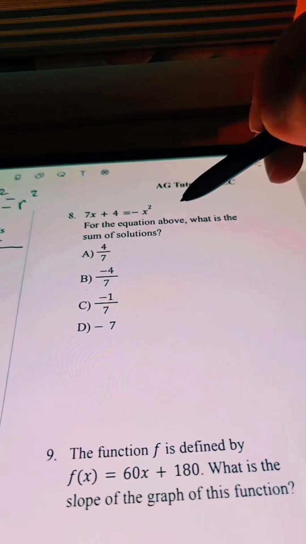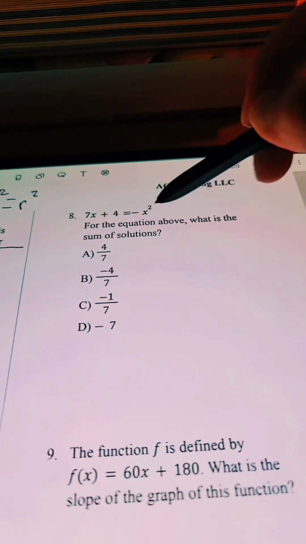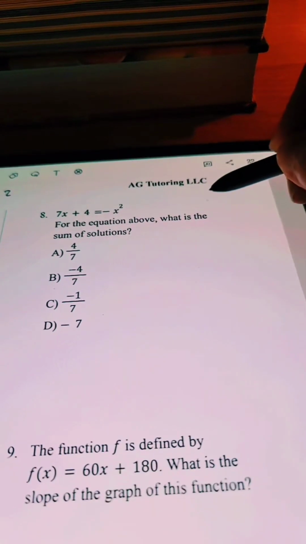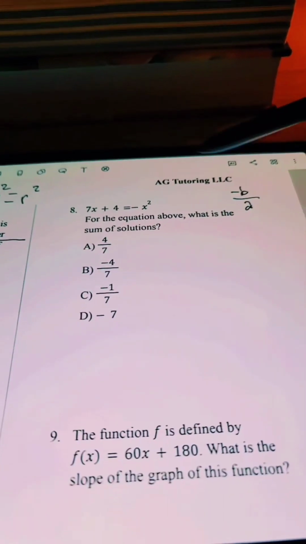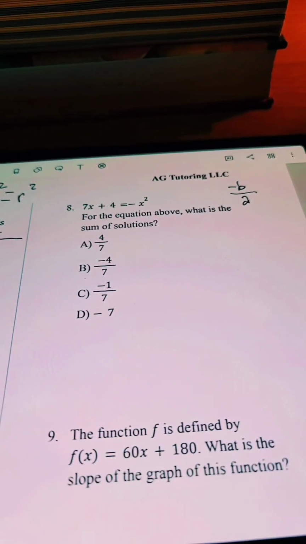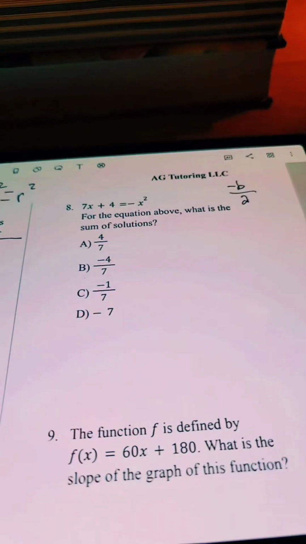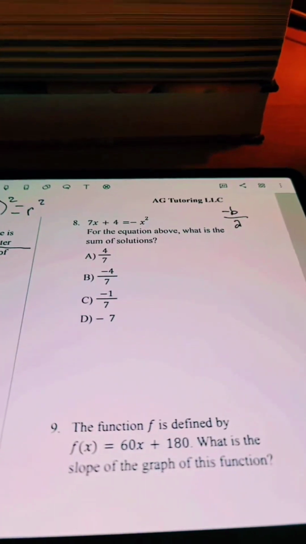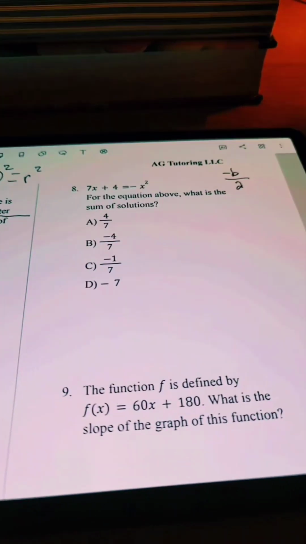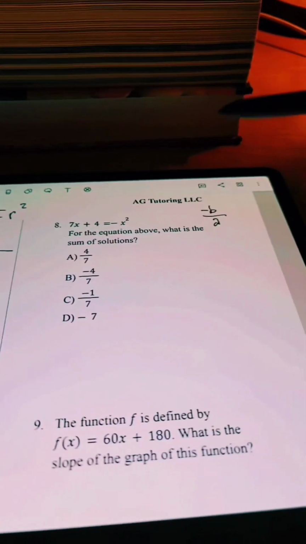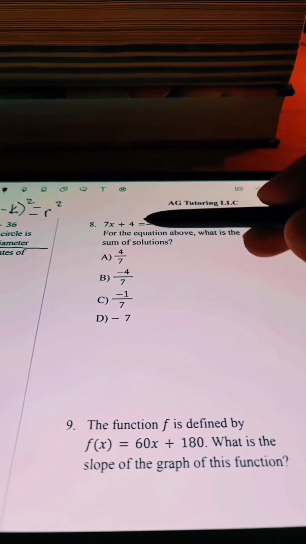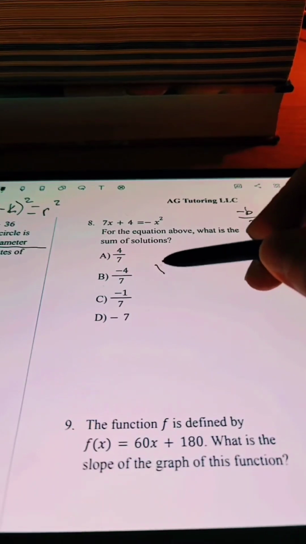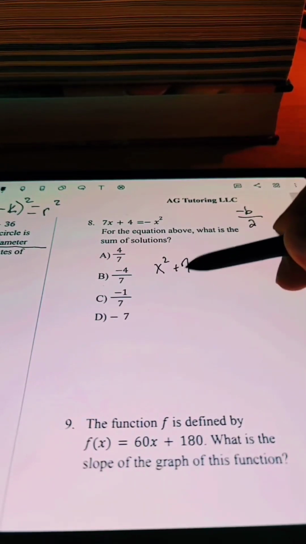So let's go to number 8. What is the sum of the solutions? The sum of solutions is going to be this formula right here, negative b over a. You can technically find each of the solutions and then add them up, because that's what sum of solutions means, but it's not as efficient as just using the formula. The important thing to remember about using the formula is you need to set the quadratic equal to 0 before you do the formula. So I'm going to add x squared to each side so that I have a quadratic set equal to 0.